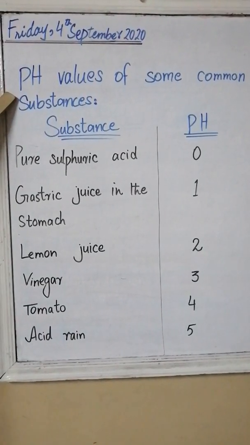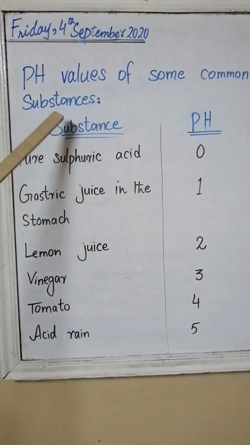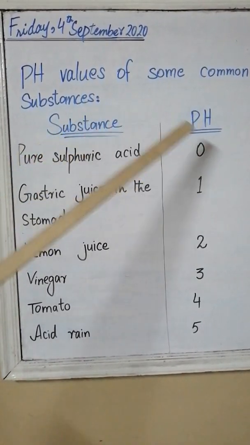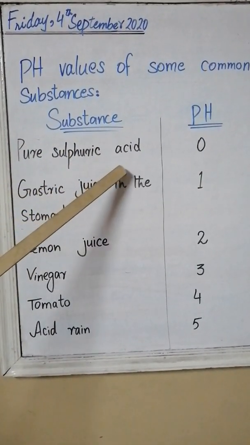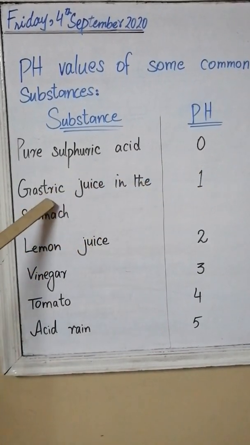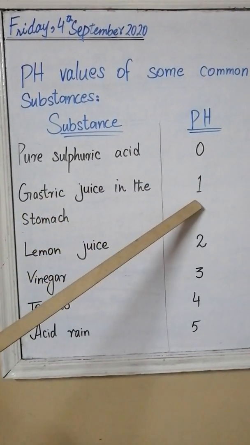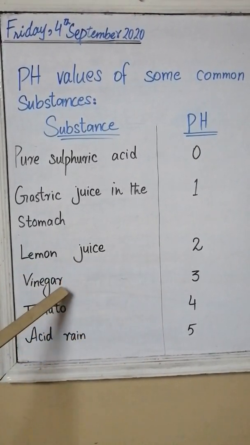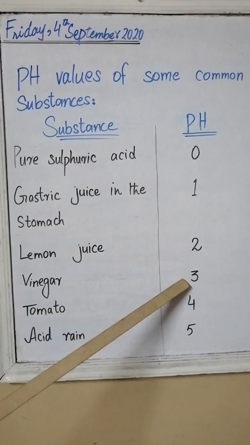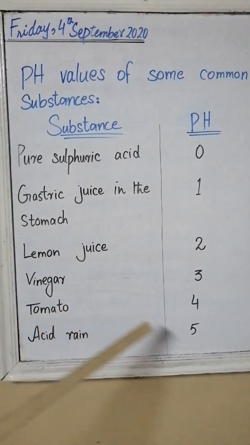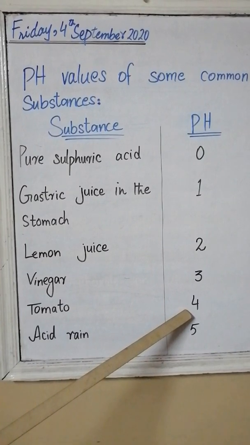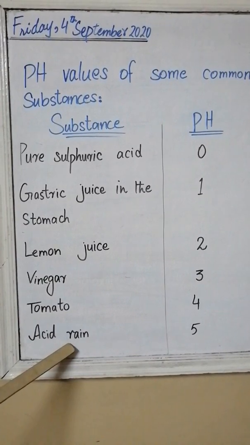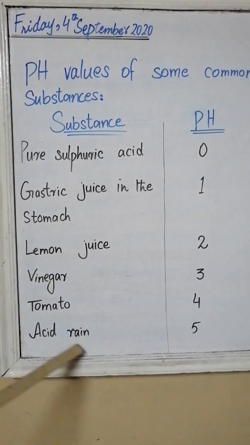Now we are going to discuss pH value of some common substances. Substances and their pH values are given in the table. Pure sulfuric acid is having pH 0. Gastric juice in the stomach is having pH 1. Lemon juice pH 2. Vinegar containing acetic acid is having pH 3. Tomato juice is having oxalic acid in it, and its pH is 4. Acid rain that contain nitric acid and sulfuric acid is having pH 5.